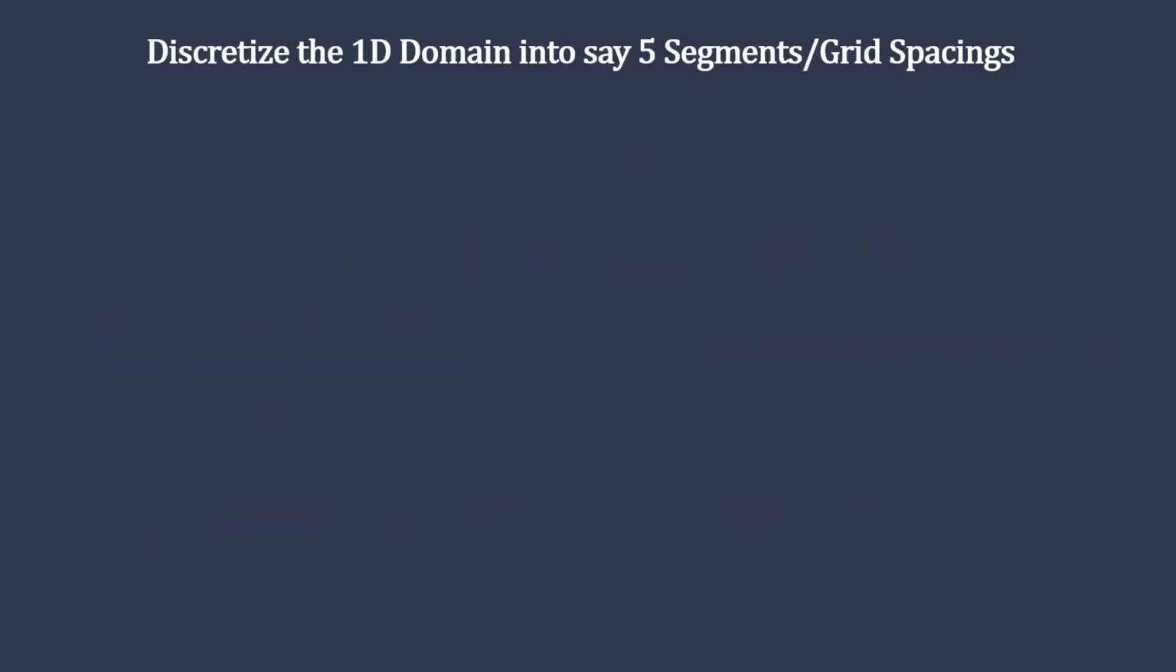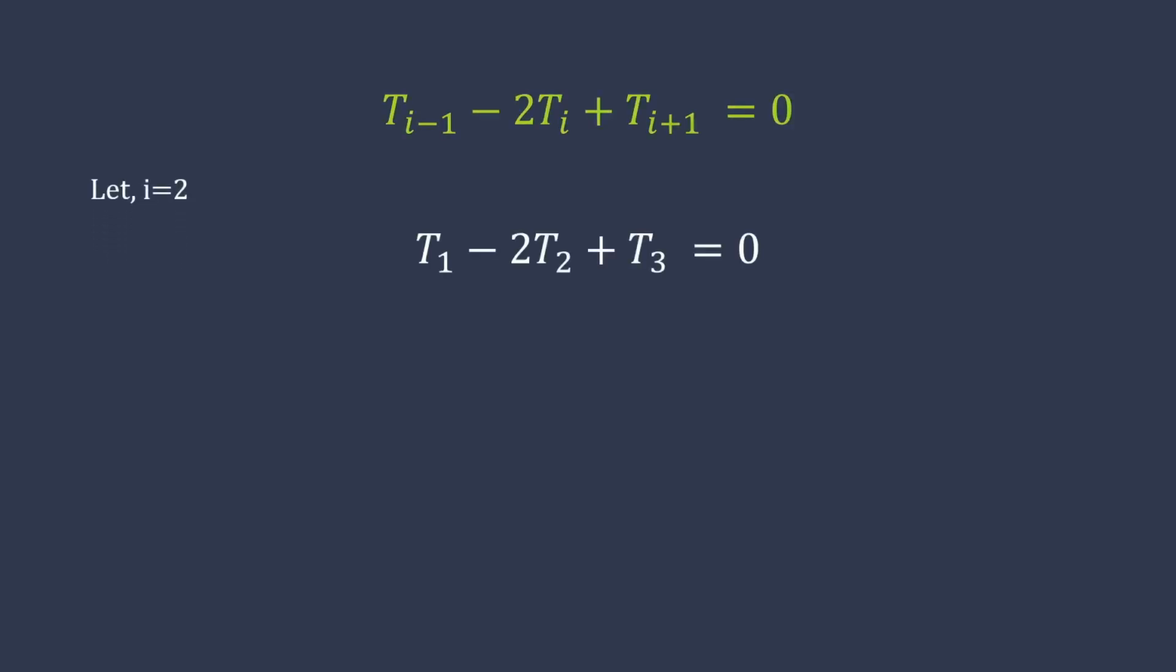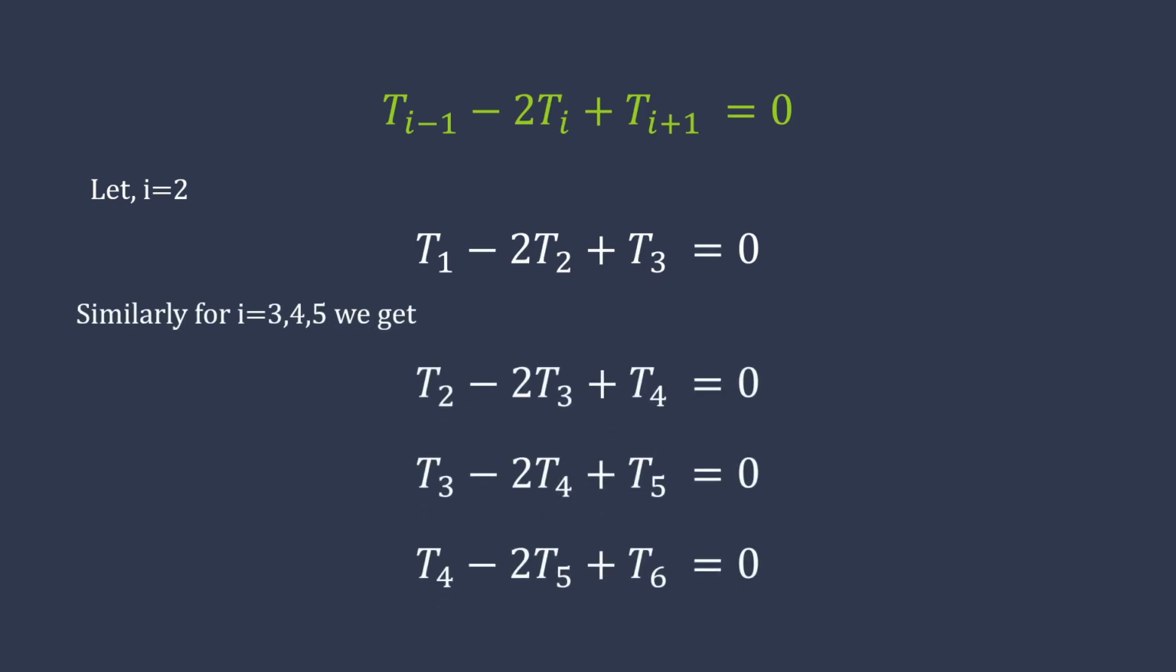Now let us discretize the one-dimensional domain into, say, 5 segments or grid spacings. Note the temperatures at nodes 1 and 6 are boundary conditions. To apply the finite difference equation, we need to consider the internal nodes 2 to 5. Let i is equal to 2, then the equation becomes T1 minus 2T2 plus T3 is equal to 0. And similarly for i equal to 3, 4 and 5, we get the other 3 equations.